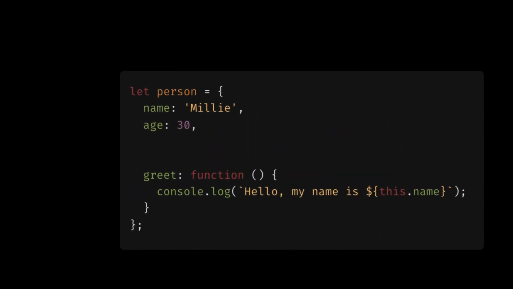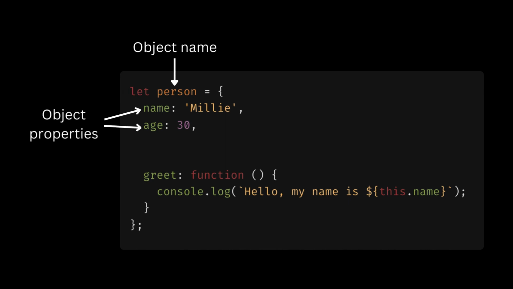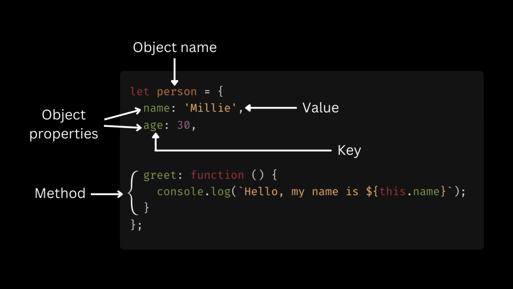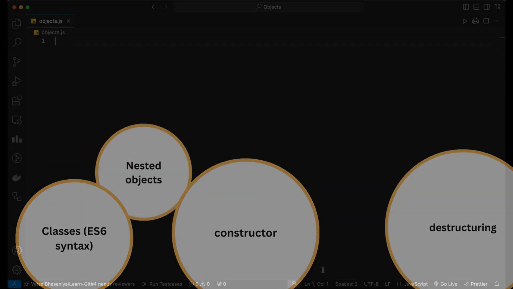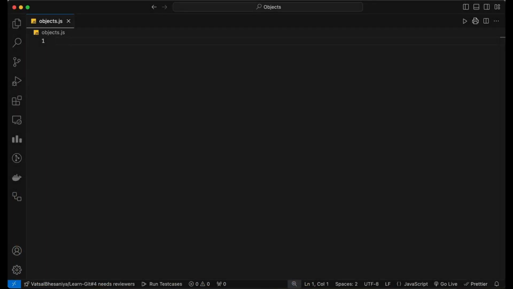Objects are a fundamental data type in JavaScript, used to store collections of key value pairs. They are versatile and can be used to represent complex data structures, model real-world entities, and encapsulate related data and behavior. In this video, we'll explore various aspects of working with objects in JavaScript. Let's start coding, creating and initializing objects.